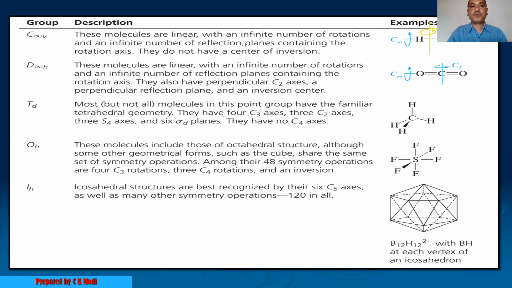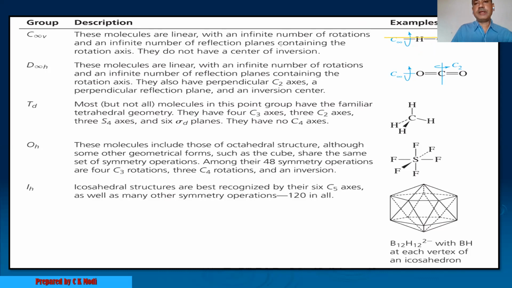Same way on the y-axis, if I perform the cyclic operations, will I get the equivalent structure? No. So on the y-axis we will not get the equivalent structure. Therefore, this is not considered a rotation axis. Only the axis present on the x-axis is considered a rotation axis, symbolized by C infinite. At any particular degree of rotation we will get the equivalent structure. Therefore, this is called C infinite.